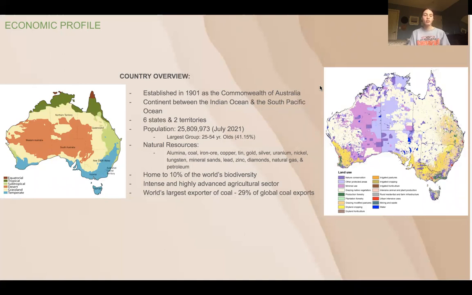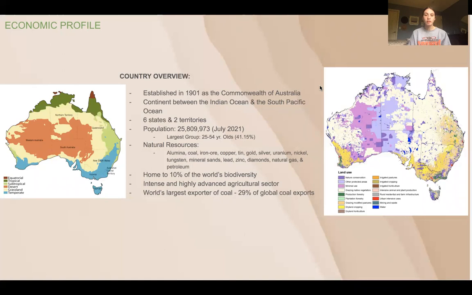In Australia, the largest group of people is the 25 to 54-year-old range, around 41.15% of them. I think this is a good indication for business because it shows that the majority of people are able to work and are in the workforce at this time.